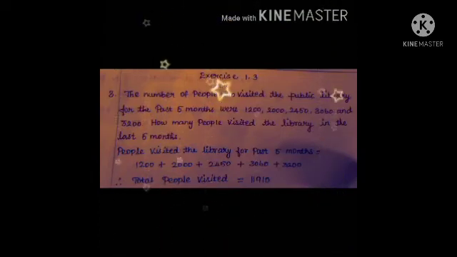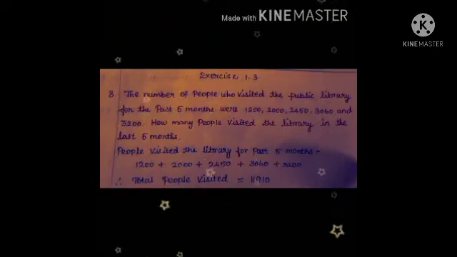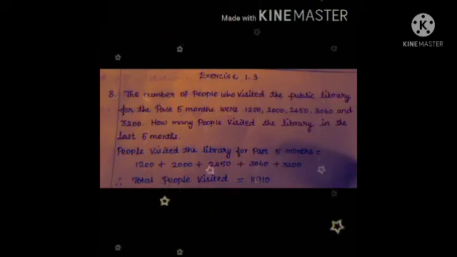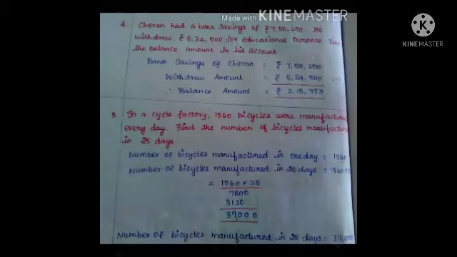We want to count and say the answer. Okay, see the solution. People visited the library for the past 5 months. So I have written the past 5 months' people count. They are asking the total number of people who visited the library, so we want to add only. So the total people visited is 11,910. The total people visited the library is 11,910.